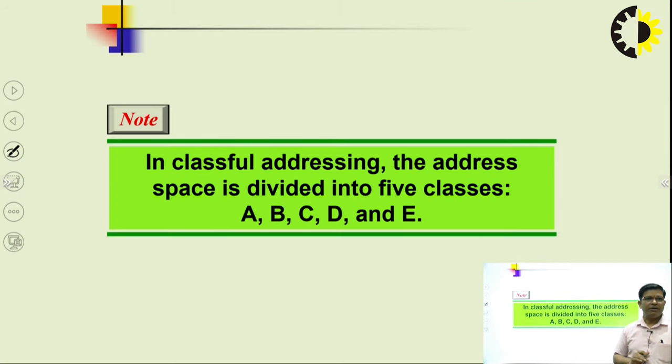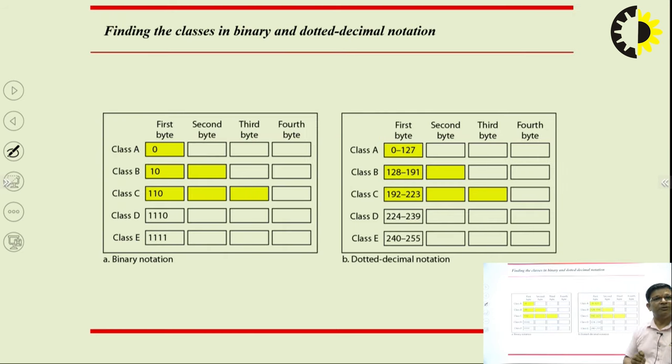Okay. So these are the classful addresses. Like we can say there are some classes. We will discuss classless IP addresses later. First we will discuss classful IP addresses. These can be divided into 5 classes: A, B, C, D, E. These are the 5 classes of IPv4 addresses. So what are these classes?